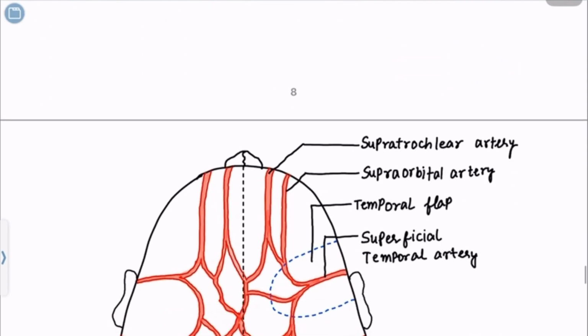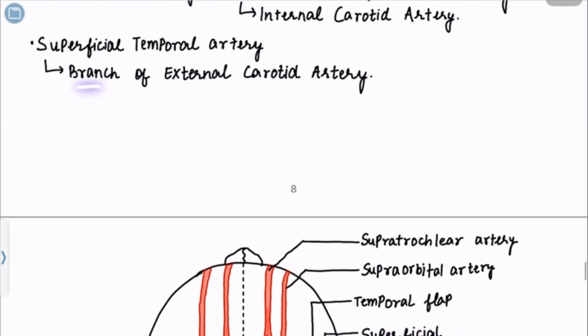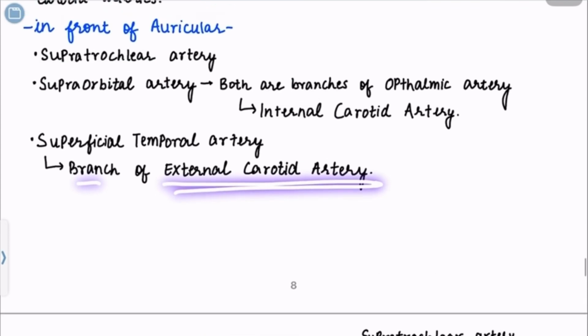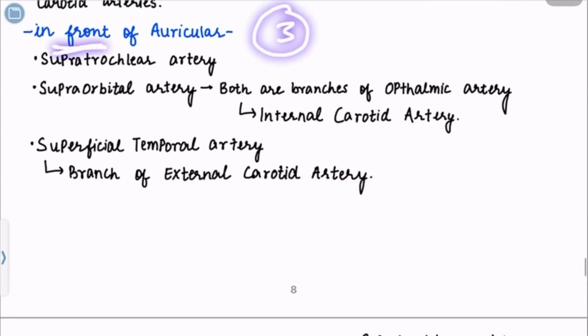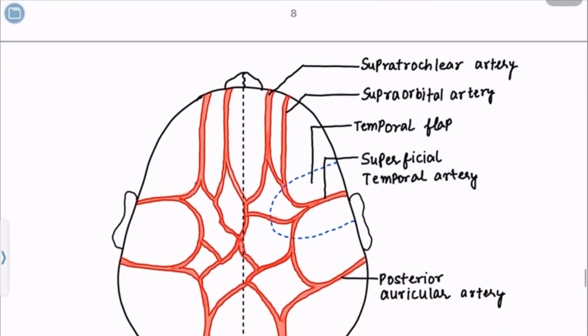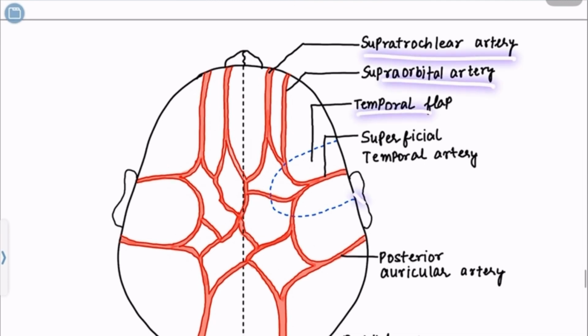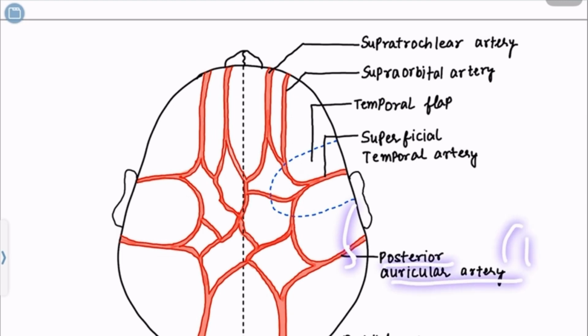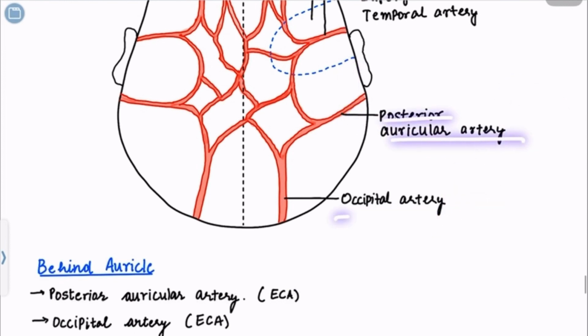And third artery is the superficial temporal artery. This superficial temporal artery is the branch of external carotid artery. So there are 3 arteries in front of the auricle: the supratrochlear artery, the supraorbital artery, and superficial temporal artery. And behind the auricle there is the posterior auricular artery, and second is the occipital artery. And these two are the branches of external carotid artery. This was the arterial supply.